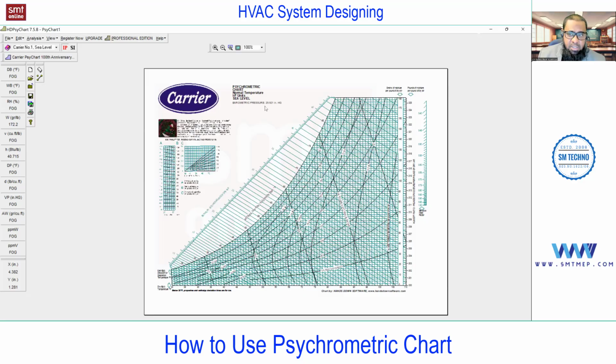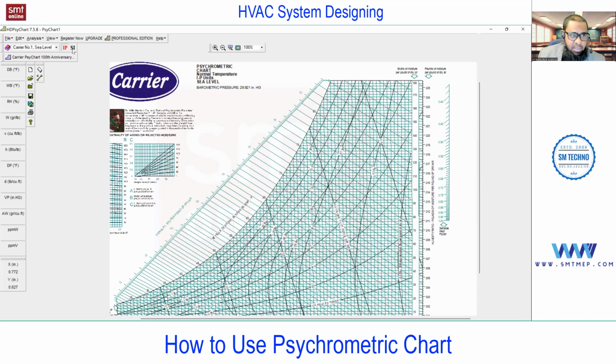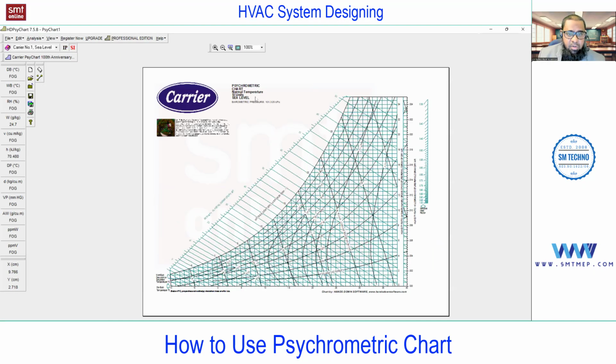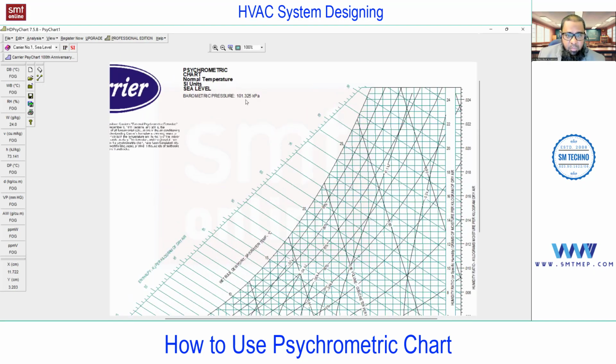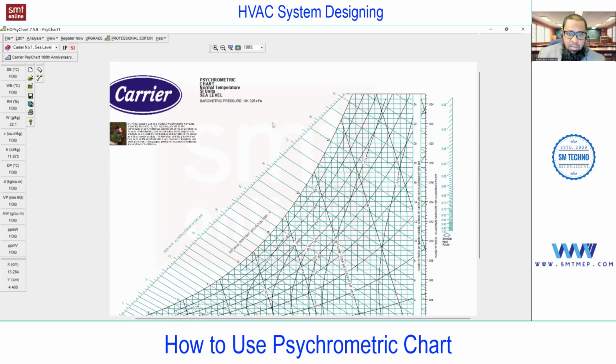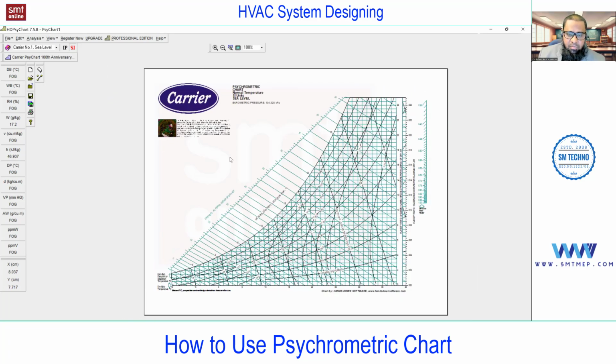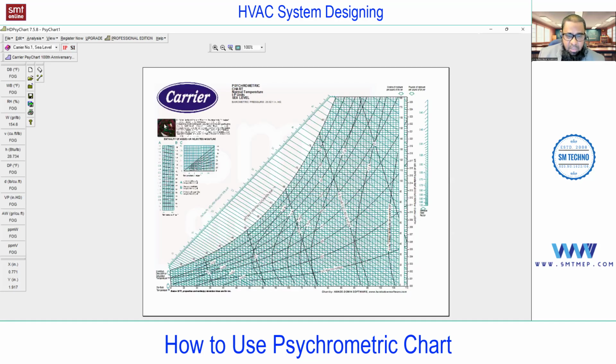Or else if I change this to metric, I can simply change by clicking this SI, meaning SI metric. You can notice 101.325 kilopascal, nothing but one bar, or 760 mm of Hg. You know these conversions, so you can decide which unit you want to use and select accordingly. For example, again I'm using IP because the example we did in the manual is IP.